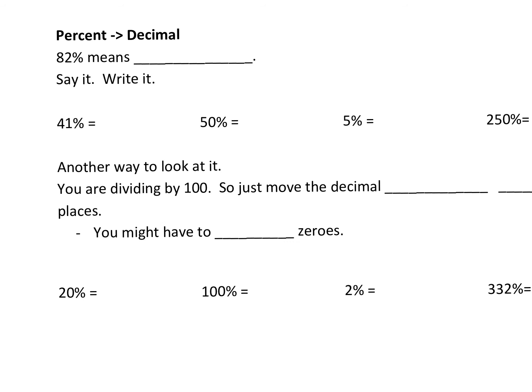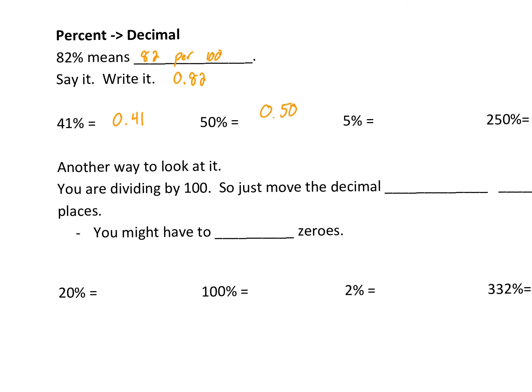So we said 82% means 82 per 100. So we say it and we write it. 82 per 100, 82 hundredths. Yeah, we just write it like that. 41%, 41 per 100, 41 hundredths. You know how to write that. 50%, 50 per 100, 50 hundredths.